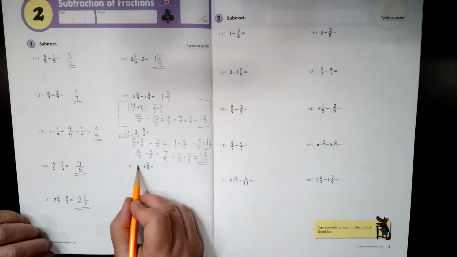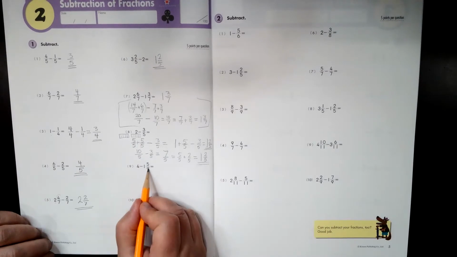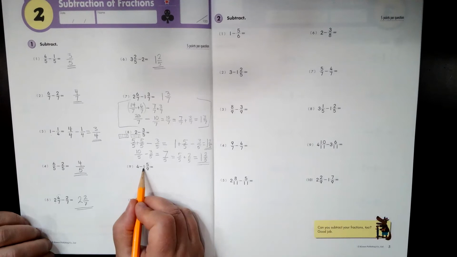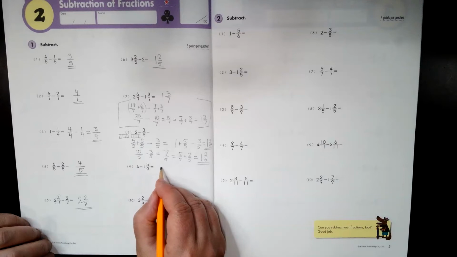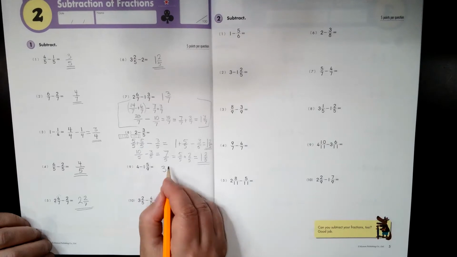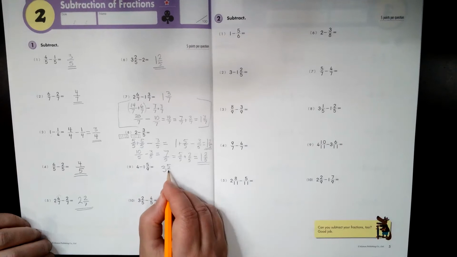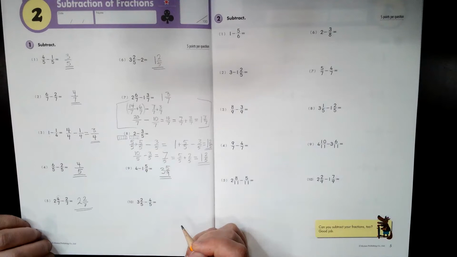All right, here we have a whole number minus a smaller whole number and a fraction. Remember what I said the last time we did this? We can just subtract the whole numbers. 4 minus 1 is 3. The fraction does not change. It stays 5/9. And that's your final answer.